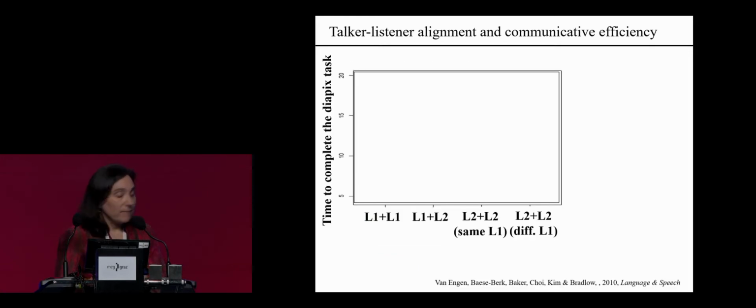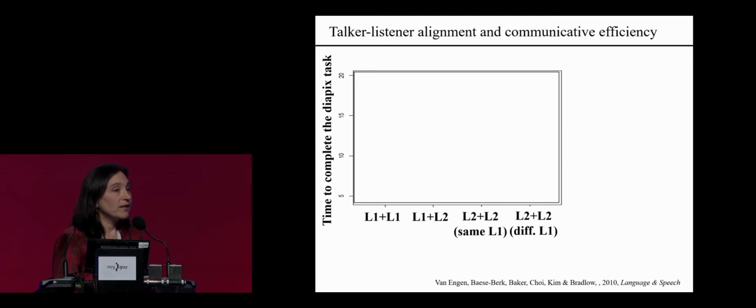And then what we can do as a measure of communicative efficiency is just look at how long it takes them to complete this task. Everybody does complete the task with great success, but it can vary in the amount of time that it takes. And we can look at this in four different types of pairs that differ with respect to the alignment between the participants. So first we have two speakers who are well aligned to each other, two native speakers of the target language, so they're well aligned to each other and to the language of the interaction. Then we have an L1 and an L2 talker, so here they're not aligned to each other, and one of them is not aligned to the language of the task.